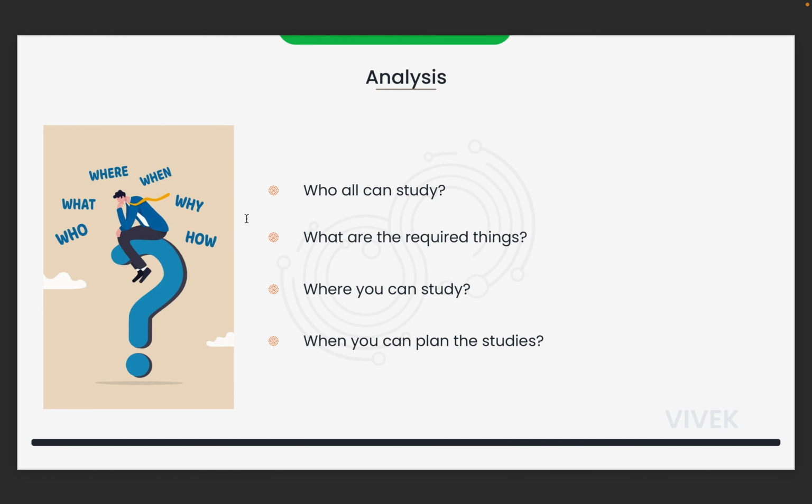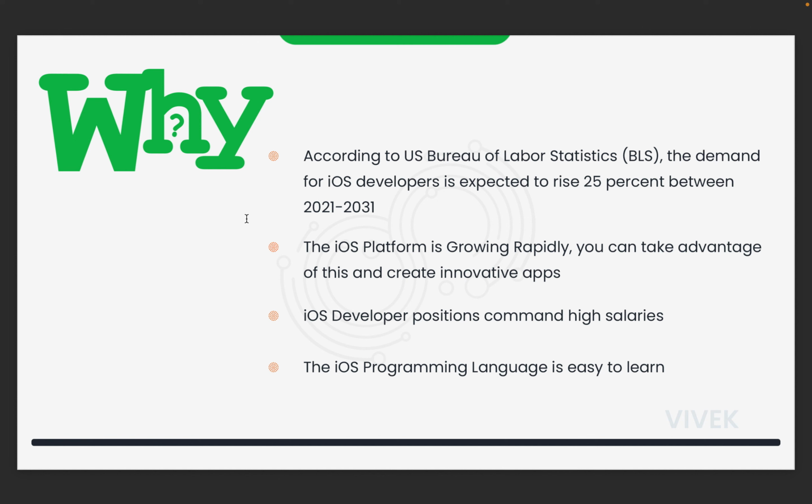The fifth W is the important one. Why? So we can move on to the next screen. You may reach this conclusion to study Swift programming based on various recommendations or research. In order to support that factor, I have a few points. According to the US Bureau of Labor Statistics, the demand for iOS developers is expected to rise 25% between 2021 to 2031. So the future is safe now.